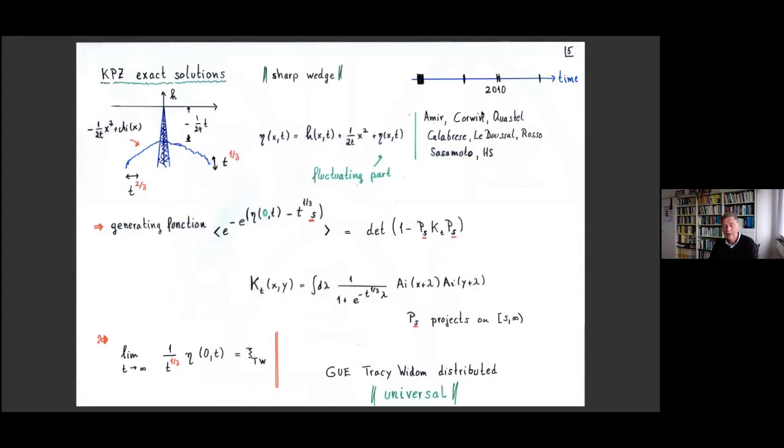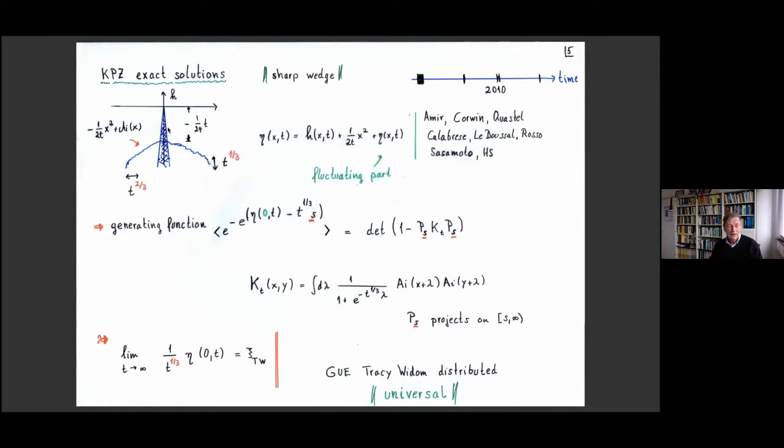This was work by three groups, more or less simultaneously. The group around Corwin and Sasamoto and myself actually used exact solutions of the TASEP, or rather the ASEP model, and did the scaling in order to get the result which I'm going to describe. Whereas Le Doussal and company came from the spin glasses. They actually used replicas, which is not quite so rigorous, but they figured that using replicas you can get the same exact result. And so now let me tell you what the result is.